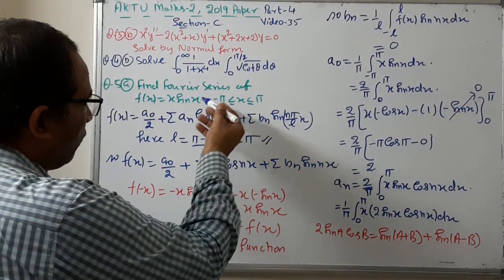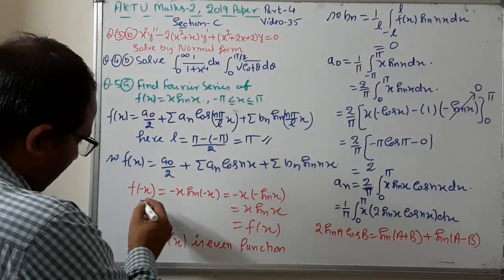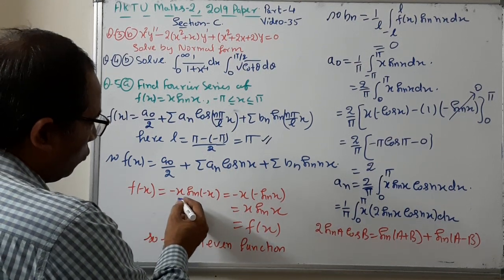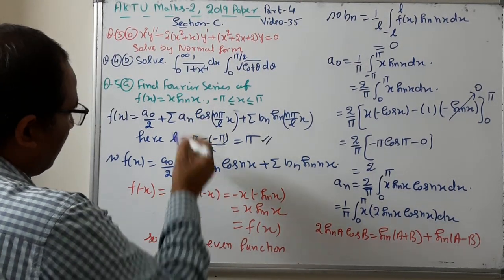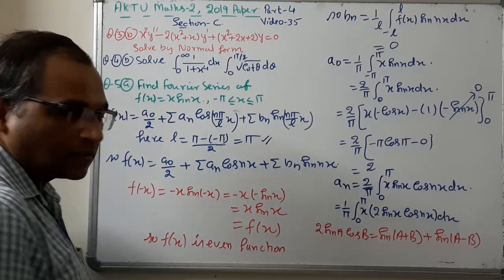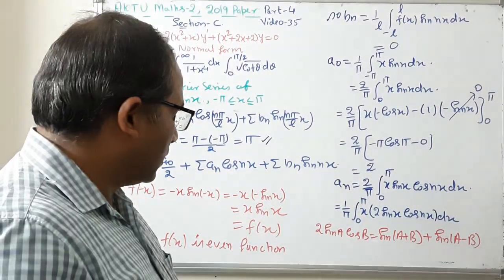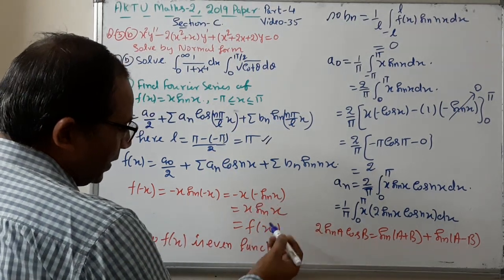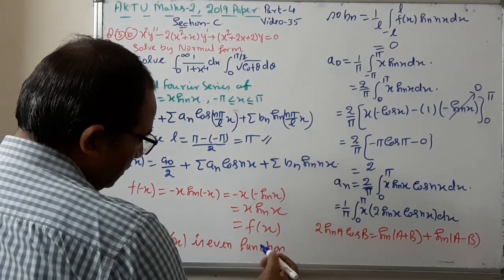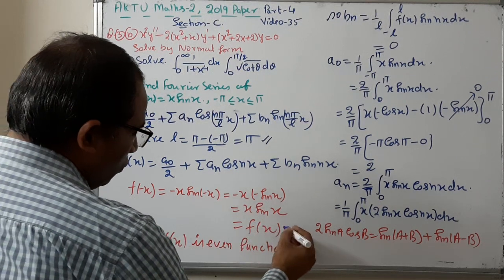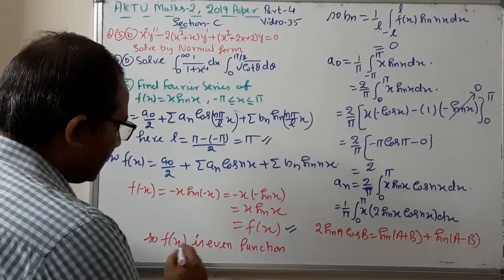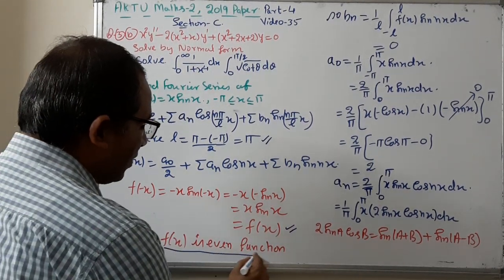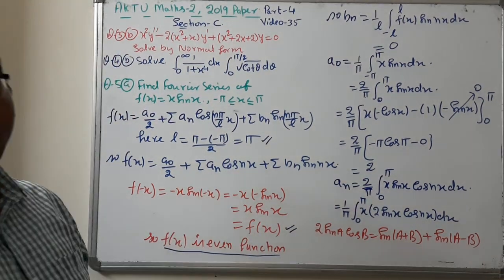For checking the even odd function, put x equal to minus x, we write f of minus x is equal to, put x equal to minus x. So minus of x, sin of minus x, and sin of minus theta is equal to minus of sin theta. So we write this minus of sin x, minus minus plus, we get x sin x, and this function is equal to f of x. So we can see that f(x) is an even function. The given function is an even function.